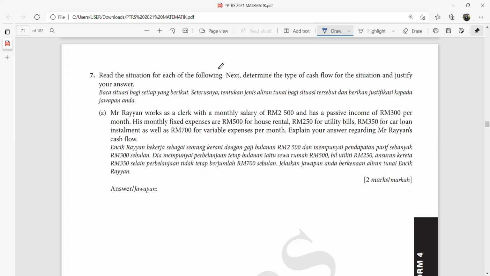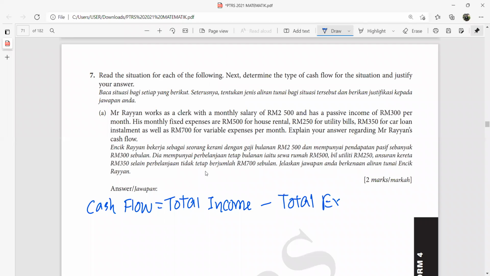Read the situation below. What is the cash flow? Is it good or not good? You have to justify your answer. Mr. Ryan works as a clerk with a monthly salary and has passive income per month, his monthly fixed expenses, and so on. Your answer: cash flow is always, remember, total income, jumlah pendapatan, which includes active income and passive income, minus total expenses. Tolakkan dengan apa? Jumlah perbelanjaan.